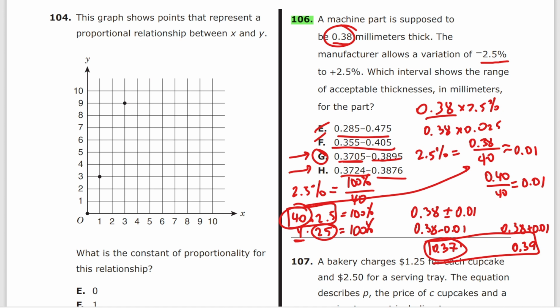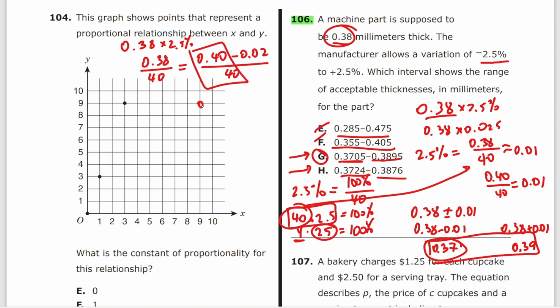I would still not do 0.38 times 2.5%. That will still take me forever. But I will do 0.38 divided by 40, and I'll just do a more accurate approximation. So what is that equal to? This is equal to 0.40 minus 0.02, over 40. Now this is 0.01. This is minus, so it's 0.02 over 40.